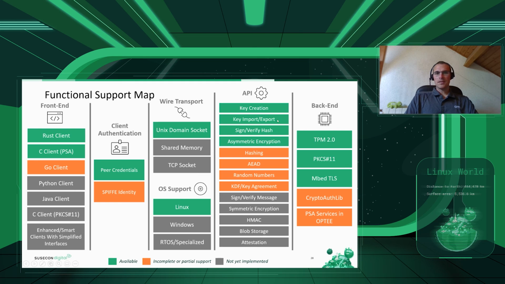On the API, you can see that some are ready, some are still work in progress, and some are still to do. And for the backend, we are in good shape with TPM, PKCS11, and Mbed TLS ready, and work in progress for Crypto OSLib and PSA services in OP-TEE. The last one is only for Cortex-A, whereas all the others are available for all architectures.